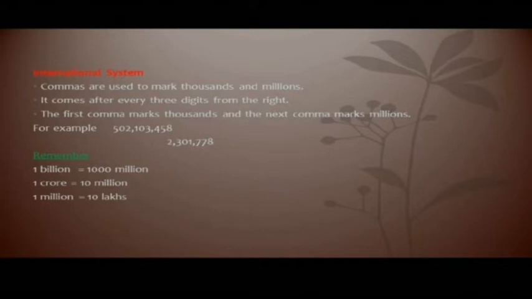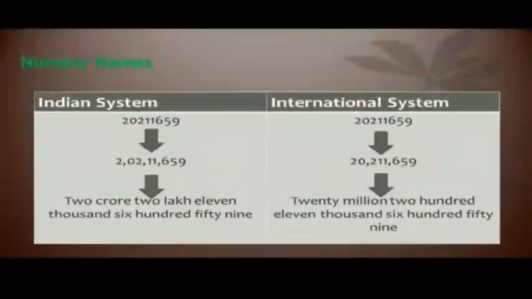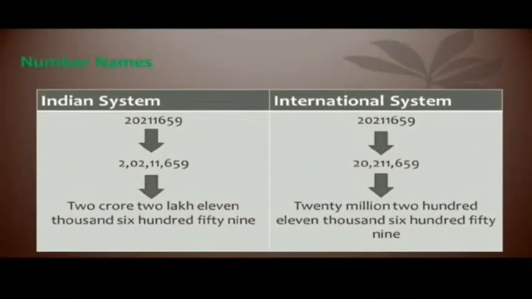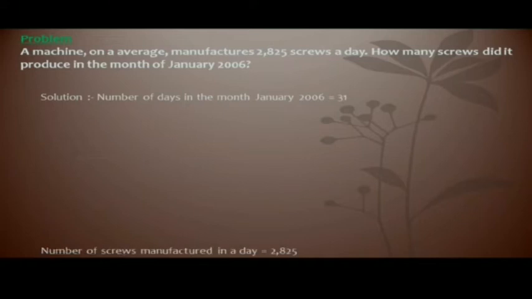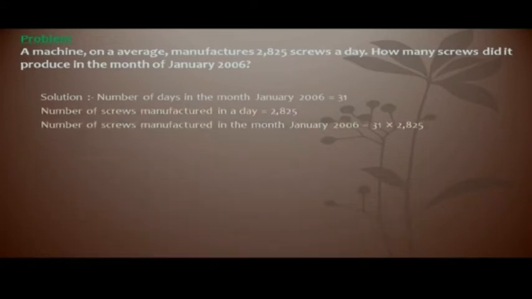Now, how can we write the numbers in the Indian system as well as the international system? The difference is shown in this diagram. It says that 2,02,11,659 can also be said as 2 crore 2 lakh 11 thousand 659. It falls under the Indian system. And the right hand side shows the international system: 20,211,659.